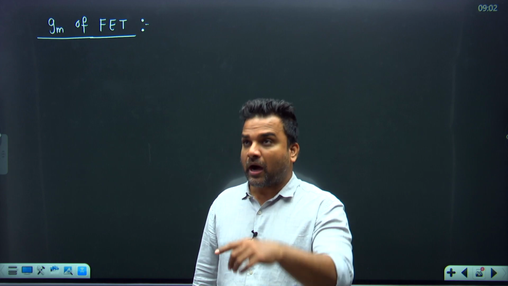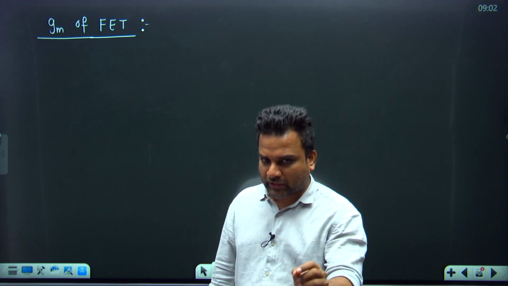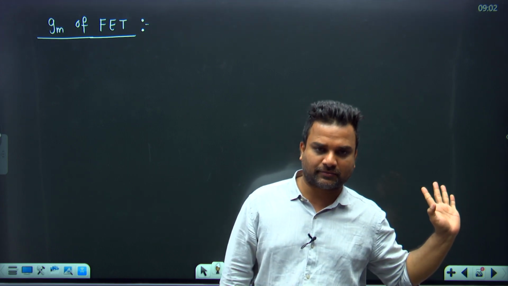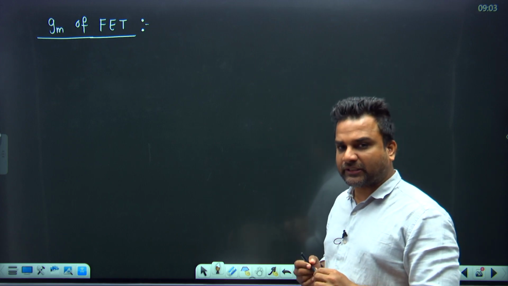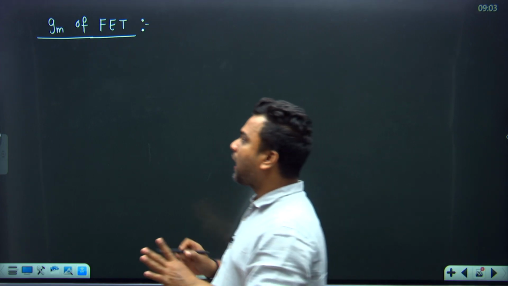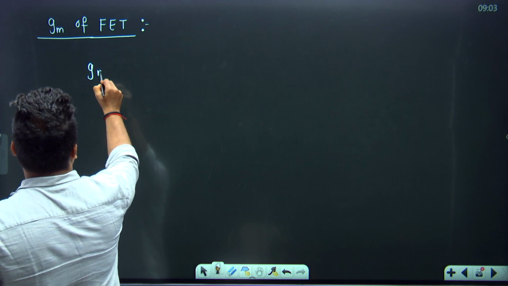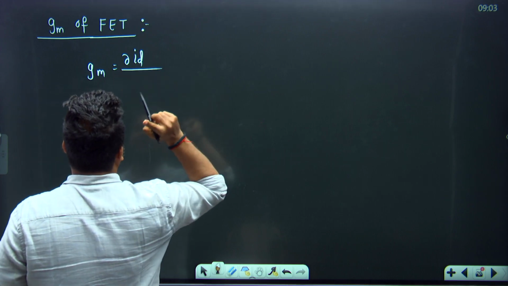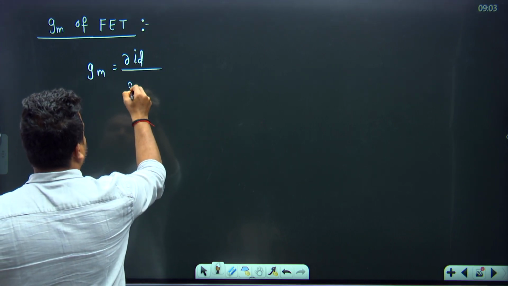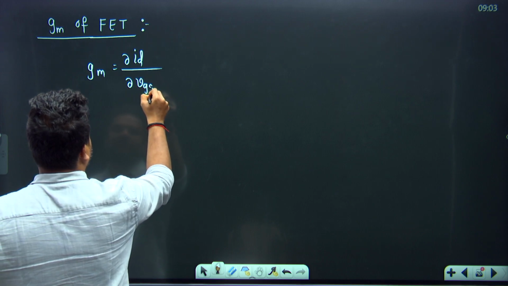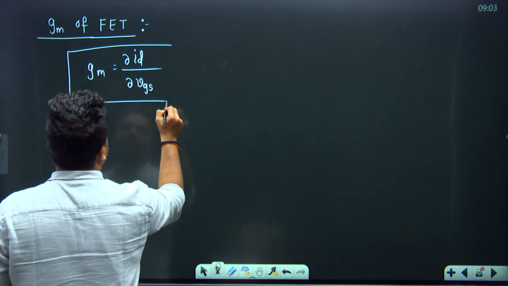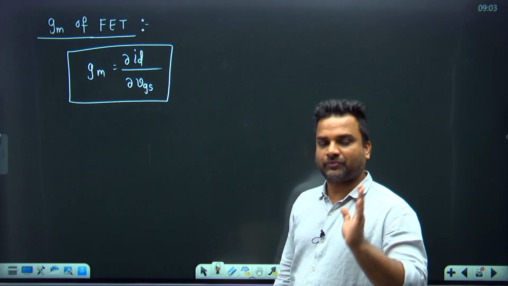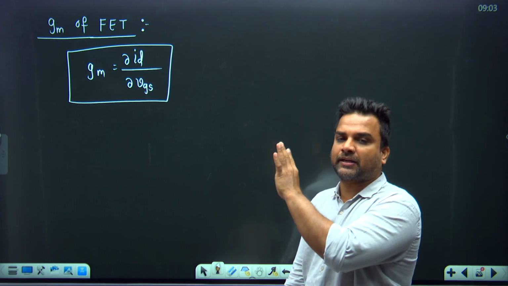But guys, remember, output current by input voltage is obviously represented by the letter GM, that is transconductance. Got it? Now the basic definition for FET: output current is drain current, so ID, and the input voltage in FET is VGS. Guys, here GM is equal to dou ID by dou VGS. Yes, this is what transconductance is.